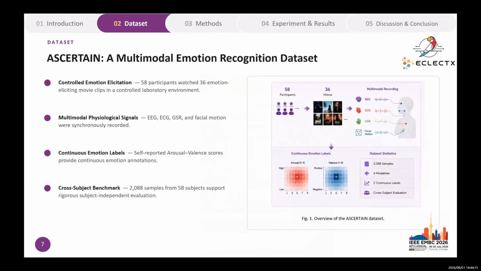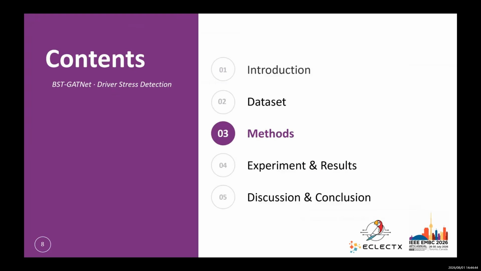We evaluate our method on the ASCERTAIN dataset, a widely used benchmark for multimodal emotion recognition. It contains 2,088 samples collected from 58 participants with synchronized EEG, ECG, GSR, and facial motion signals. Each sample is annotated with continuous arousal and valence scores, making this dataset well-suited for evaluating cross-subject emotion recognition. Next, I will introduce our methodology.